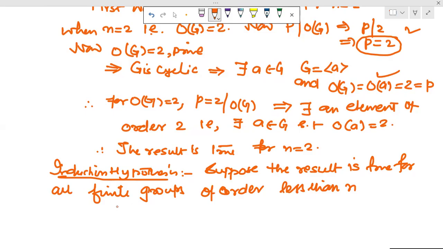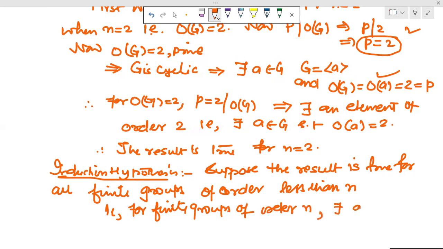That is, for all finite groups of order less than n, there exists an element a in G so that the order of a is equal to P. This is what we are getting when the order of the group is less than n.